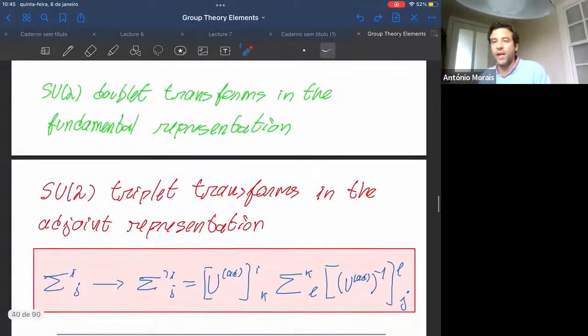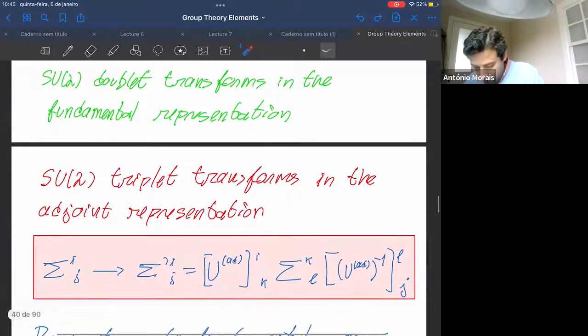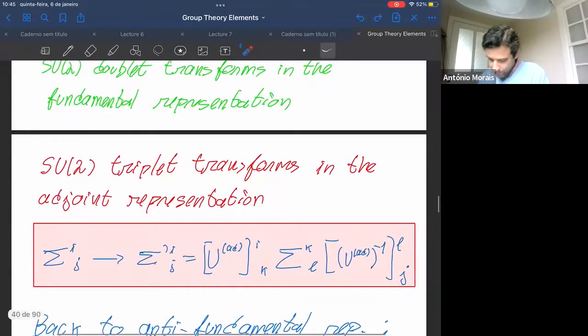Also, we also have triplets of SU2, and in fact triplets are 3 by 3 matrices, because they transform in the adjoint representation. So here, this is this sigma. This is not a sum. This is a triplet. It's typically denoted as sigma when we are talking about the SU2 triplets. And this is a 3 by 3 matrix.